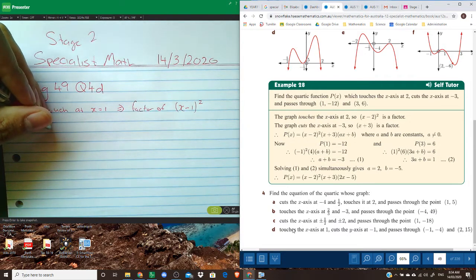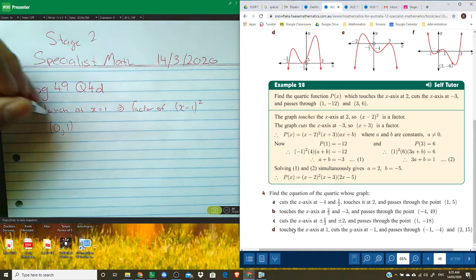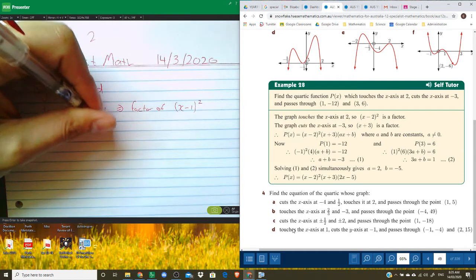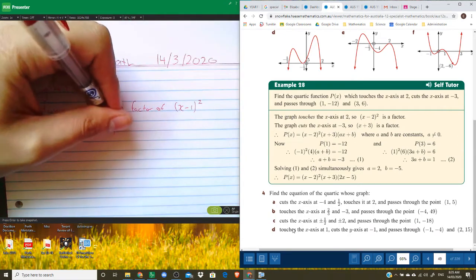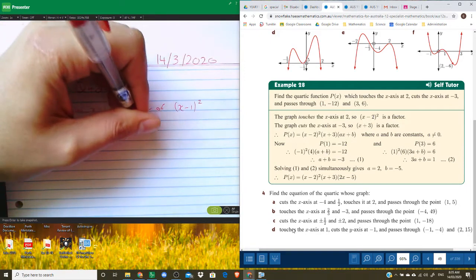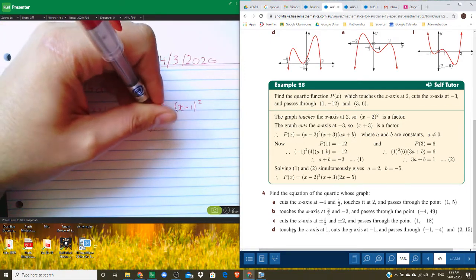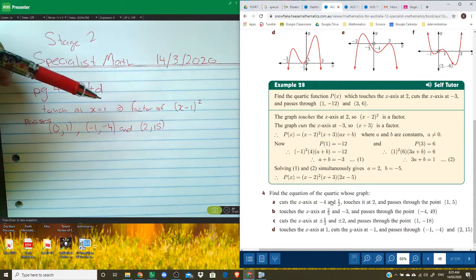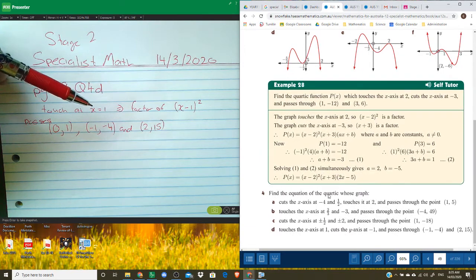Now we have a few other pieces of information. We know it cuts the y-axis at 1, so we have other coordinate points. It passes through (0, 1), (minus 1, minus 4), and (2, 15).